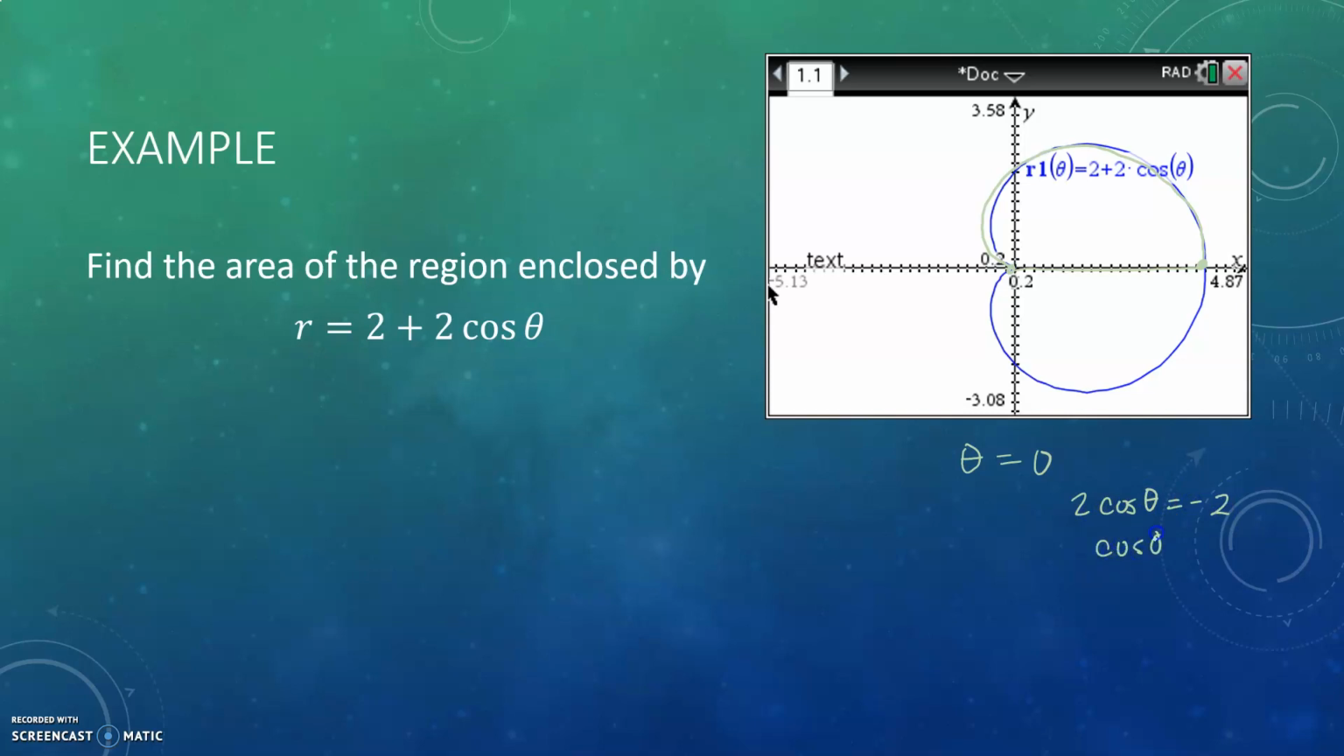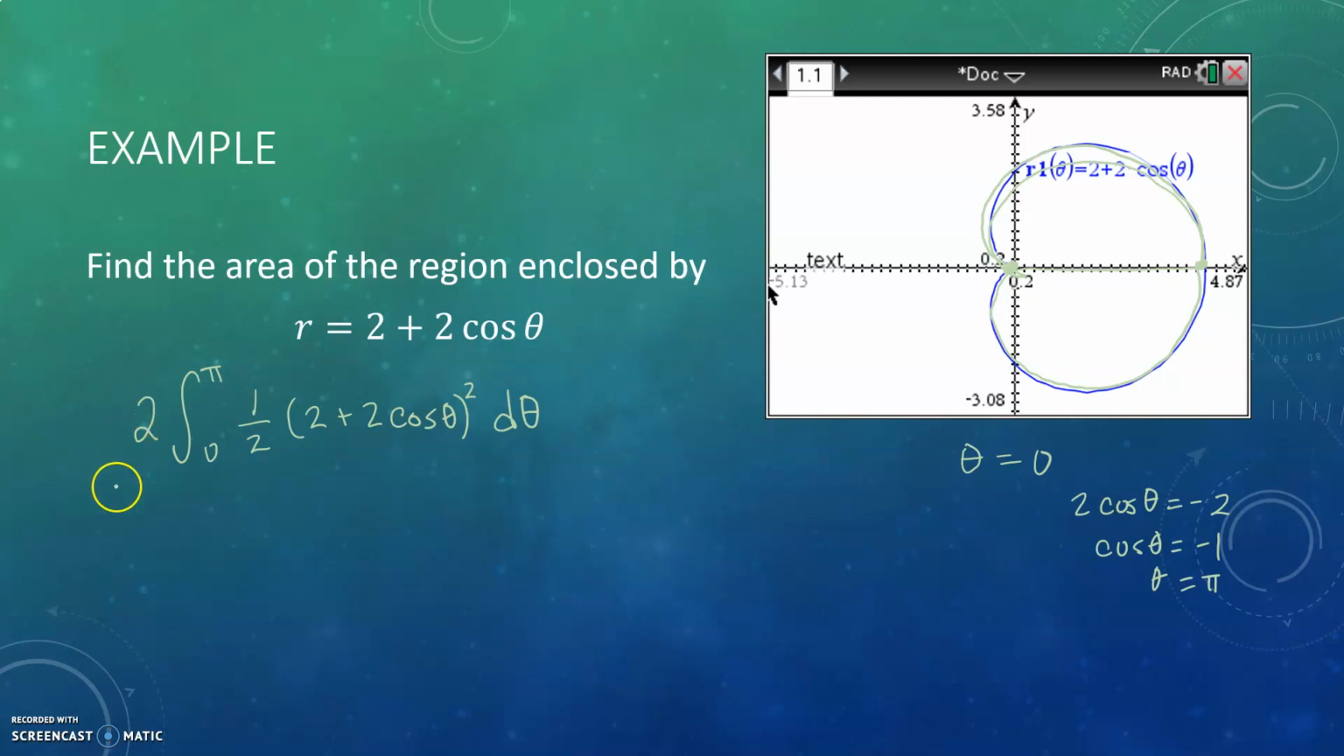So when cosine of theta is equal to -1, at theta equals pi. So when we get halfway around the circle, we'd be here at pi. And then if we want to go all the way around, we would have to go all the way to 2 pi. So one way to do this would be to take double the area from 0 to pi, because that is exactly half of that region. And we would do 1/2 times r squared. And this would definitely be a calculator question. We wouldn't be trying to do that integral by hand.